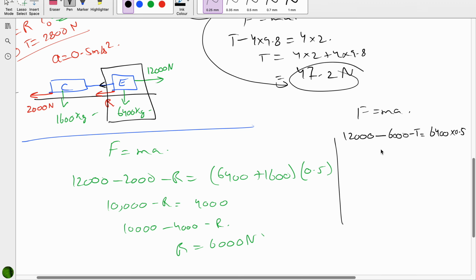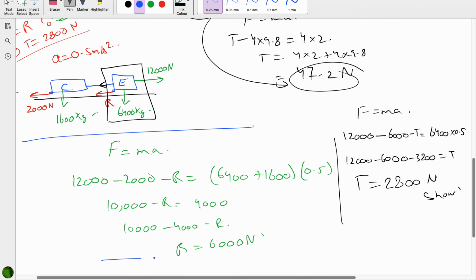So we solve for T. So 12,000 minus 6000. 6400 times 0.5 is 3200. Minus 3200 equals T. So 12,000 minus 6000 minus 3200, and T is equal to 2800 newtons, shown.